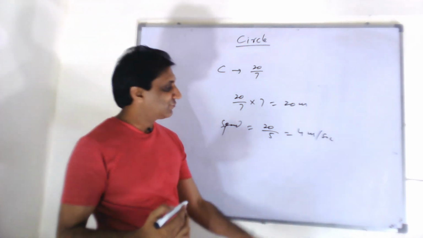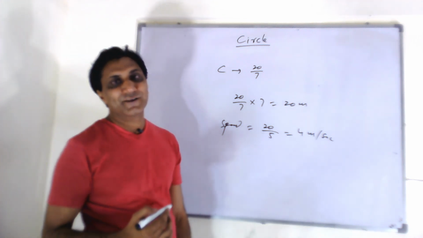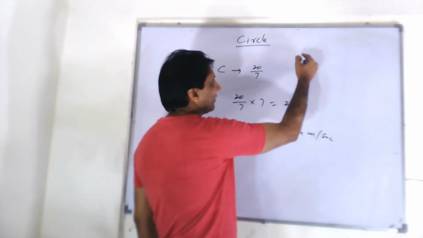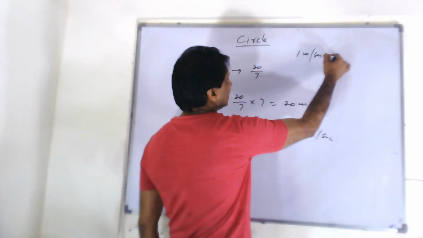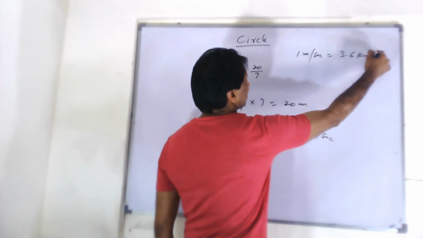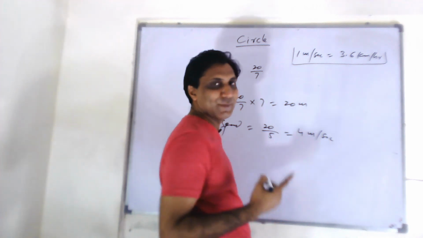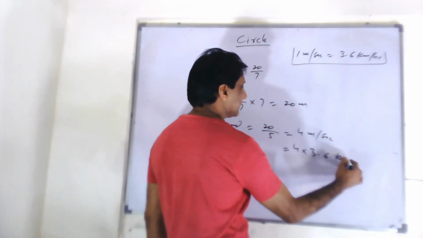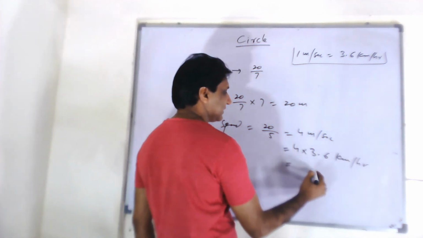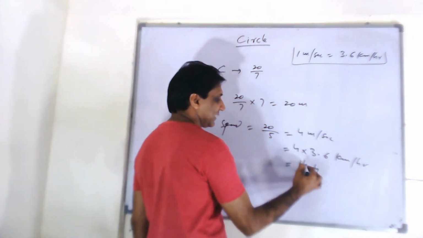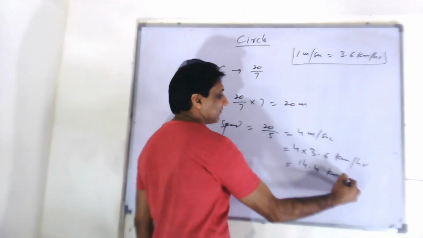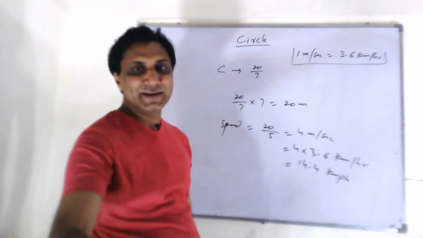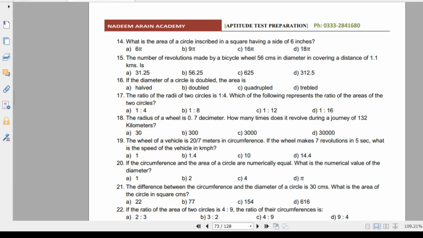But he asked us to convert this into kilometers per hour. So remember this one rule: 1 meter per second is equal to 3.6 kilometers per hour. Just remember this. So 4 times 3.6 kilometers per hour: 4 6s are 24, 4 is 12 and 2 is 14. 14.4 kilometers per hour. That's the speed. So the answer to question 19 is 14.4. It's D.